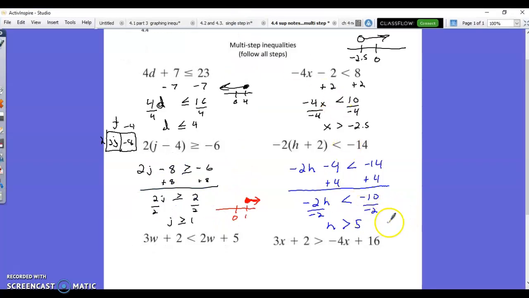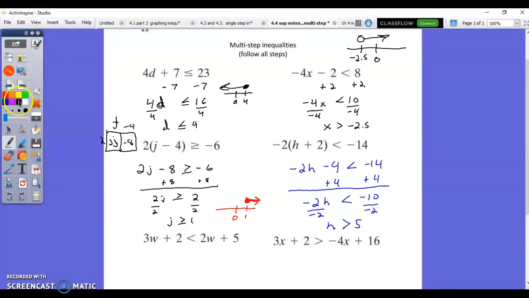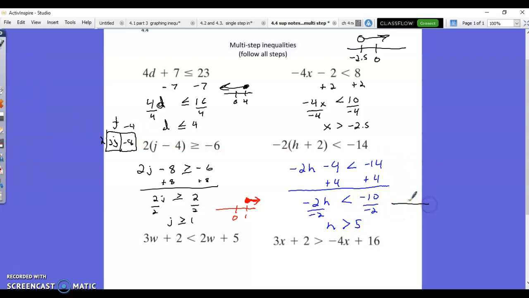All right, so then if we are going to graph this, we draw our number line, we put 0, we put 5, indicate it's to the right on the number line. It's an open circle because there's no line underneath. h is greater than 5, so the arrow goes to the right.